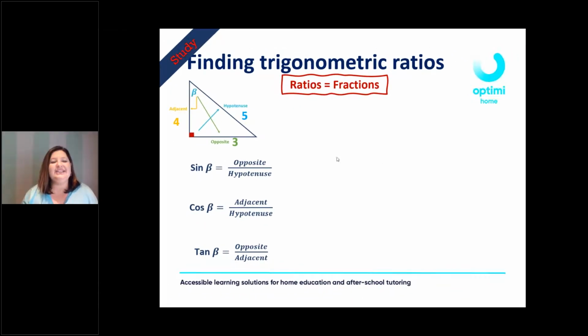So let's look at what you got as answers for these questions. I hope that all of you have got that. Right, so if we look at our sin beta, the opposite side will be 3, and my hypotenuse will be 5. My cos beta will be the adjacent, which is 4, over my hypotenuse, so it will be 4 over 5. And tan beta is my opposite over the adjacent, which will be 3 over 4.